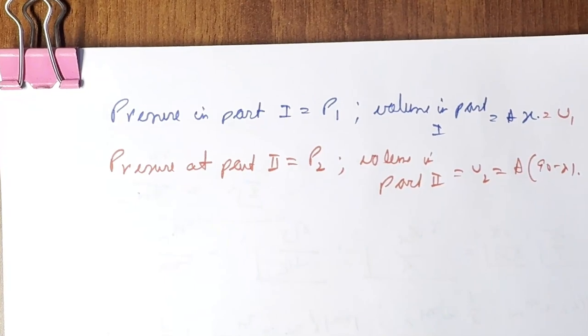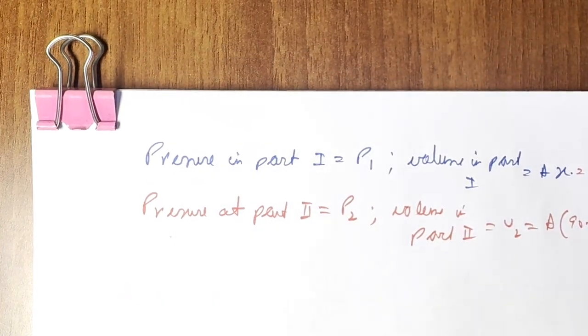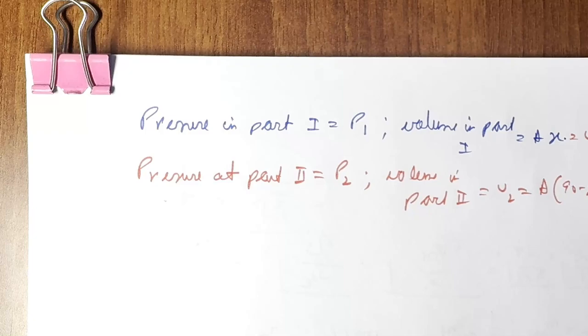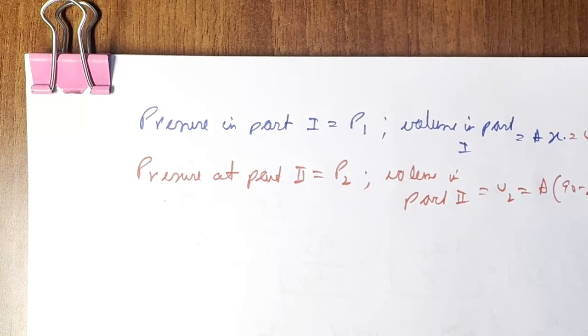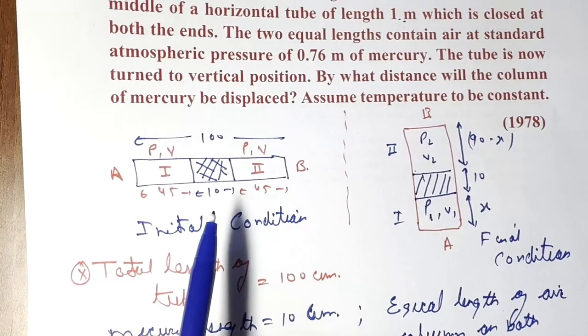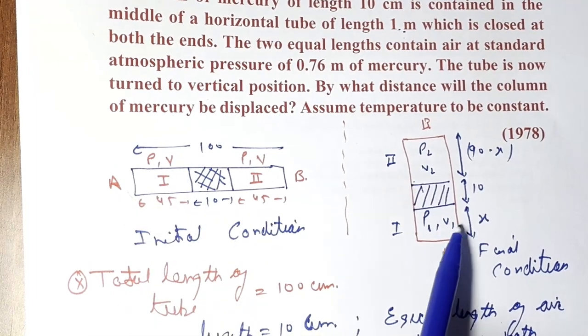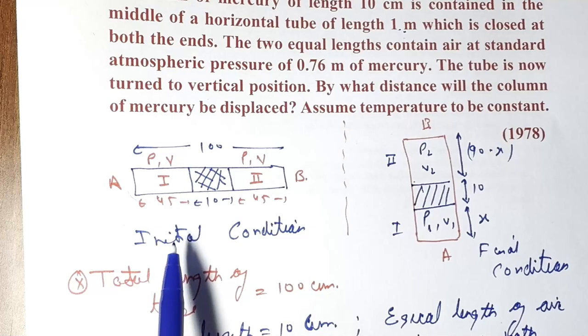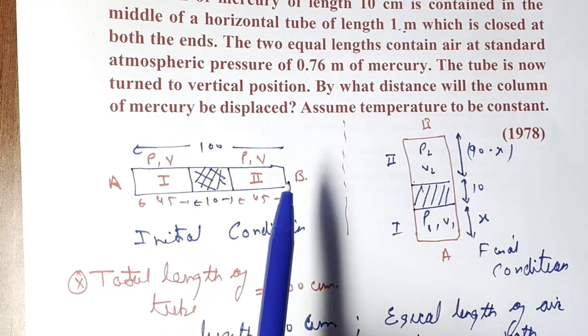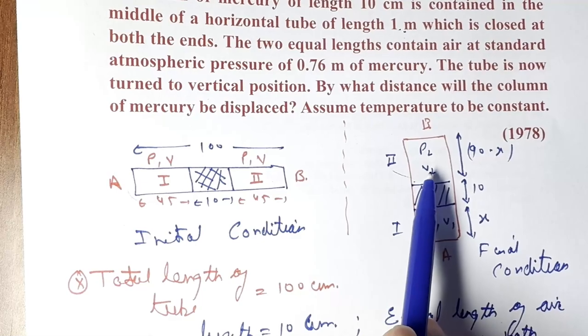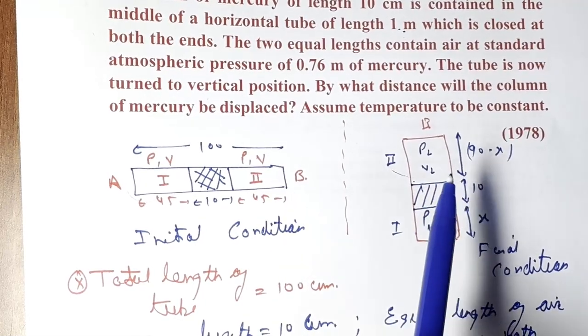Now we can use Boyle's law in order to find out the respective values. We are going to use Boyle's law separately for part 1 and part 2. For part 1, Boyle's law relates the initial condition to the final condition. Then Boyle's law for part 2 relates its initial and final conditions.